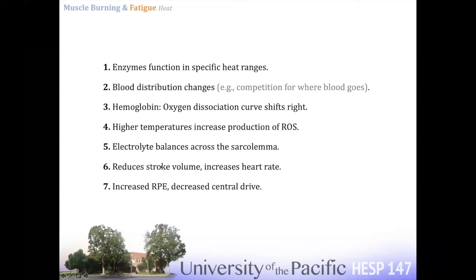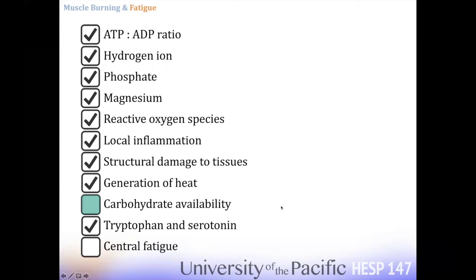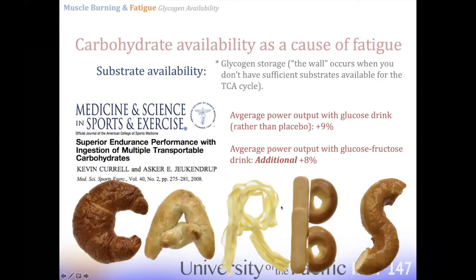In heat, you're going to really see that, and your heart has to work harder. Increased rating of perceived exertion and decreased central drive. So there's a lot of mechanisms where heat is going to influence performance. And we'll talk about the central drive piece, this whole number 7 section, on Friday. Carbohydrate availability. When carbs get low, watch somebody at the end of a marathon. When carbs get low, performance suffers. People get loopy and performance suffers.